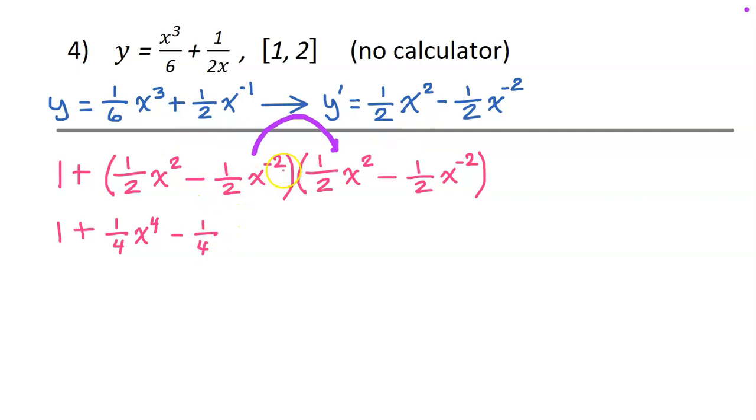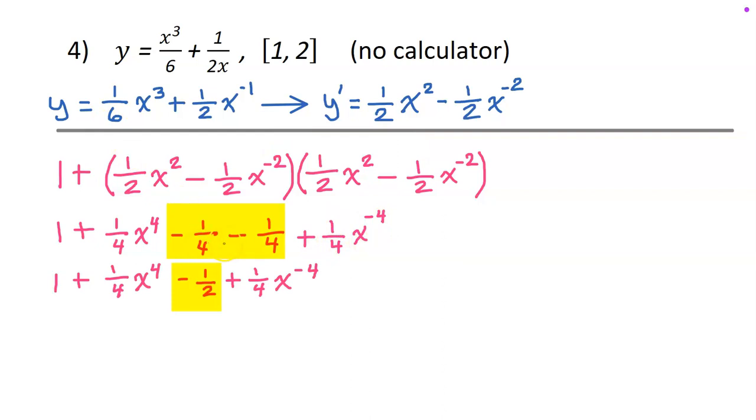Negative 1/2 x to the negative 2 power times 1/2 x squared is exactly the same product that we just did, so we will get negative 1/4 again. And negative 1/2 x to the negative 2 power times negative 1/2 x to the negative 2 power is positive 1/4 x to the negative 4 power. Combining like terms, negative 1/4 minus 1/4 is negative 1/2, and then 1 minus 1/2 is positive 1/2. So now we have this.